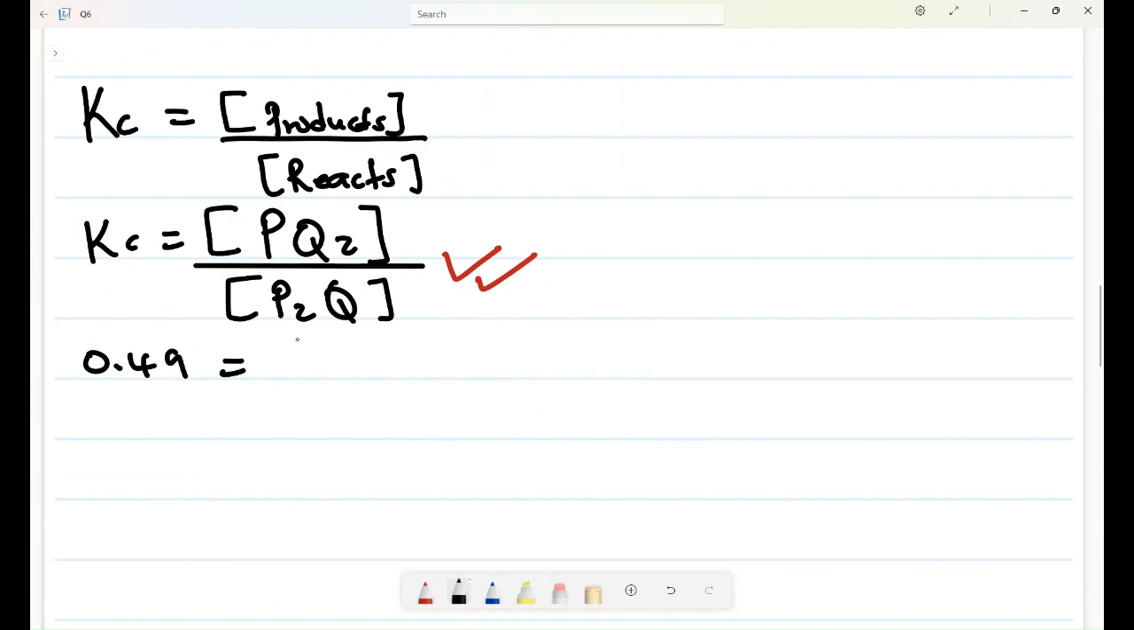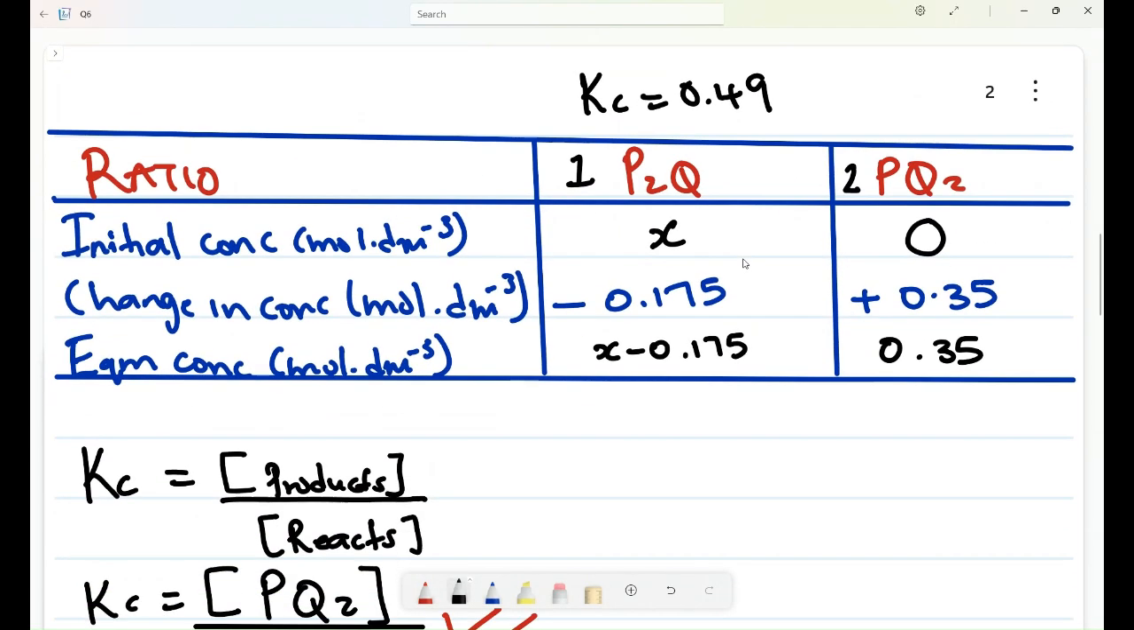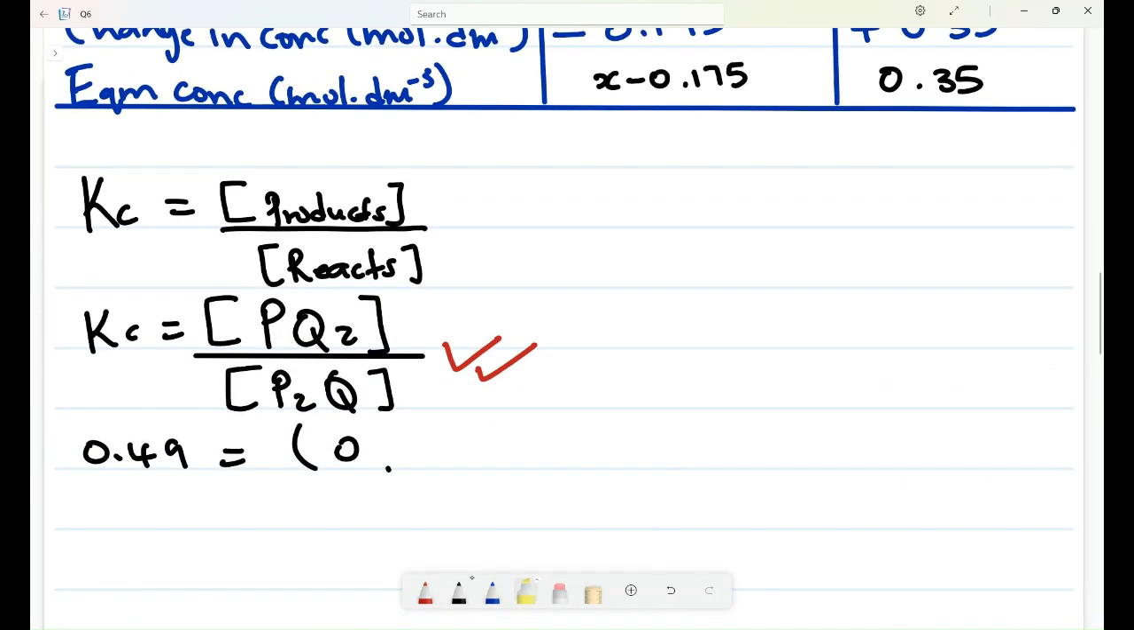0.49. When I substitute, I use this bracket. This is 0. Another thing you should realize: this one has an exponent of 2, so it has a 2 here. It means PQ2 should have an exponent of 2. Yes, I almost missed that one and it was going to get everything incorrect.